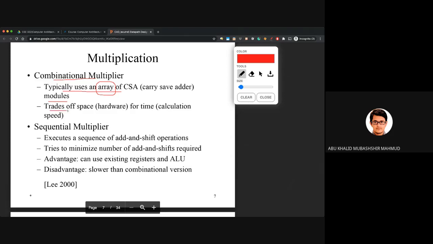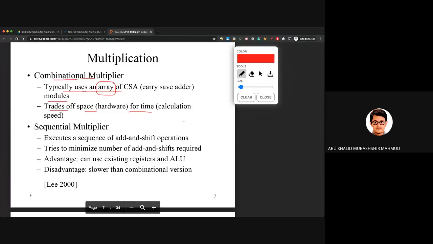But there are trade-offs with space and time. If we use complicated hardware so that it supports, say for example, 8 bits of calculation, it would need much more space than when we design a multiplier of 4 bits. So this is all about the combinational multiplier.